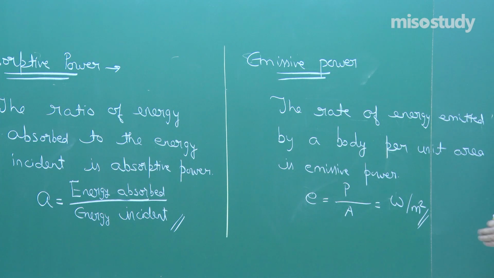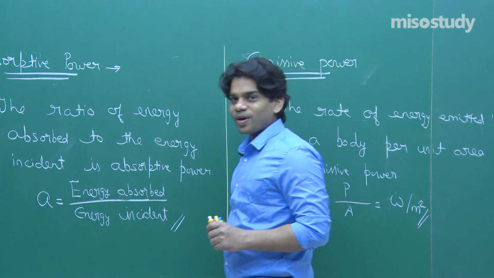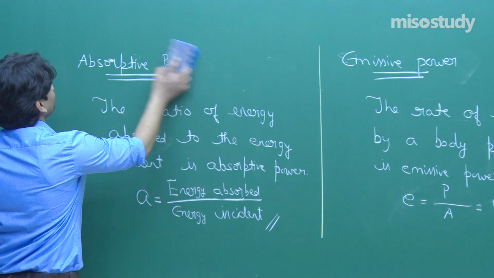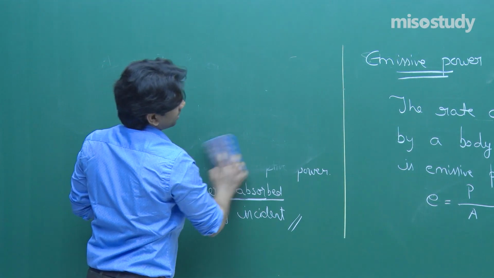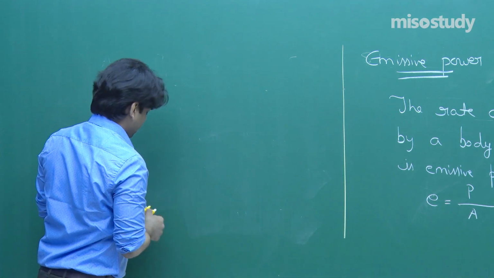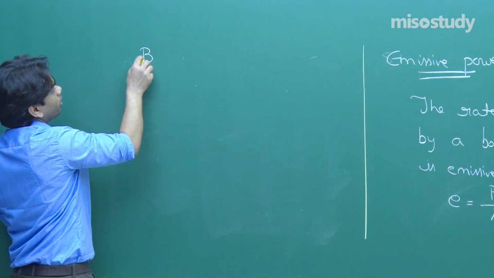Now, I believe that you would have understood the concept of emissive power and absorptive power too. These are some basic concepts which will be used in coming sections. Now, let me go ahead with the next one and let me tell you about black body.